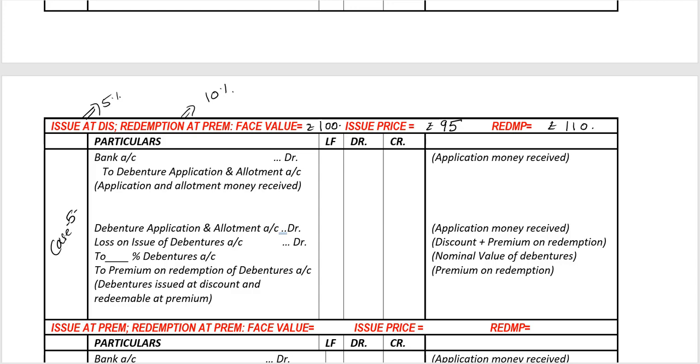The first entry, bank account debit to debenture application and allotment account for the application and allotment money received, we will receive 95 rupees.